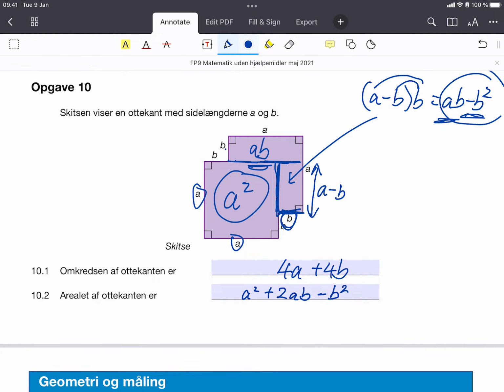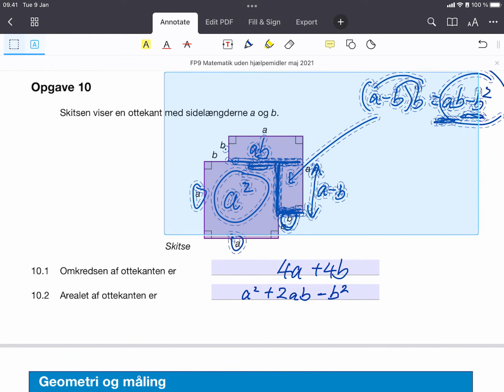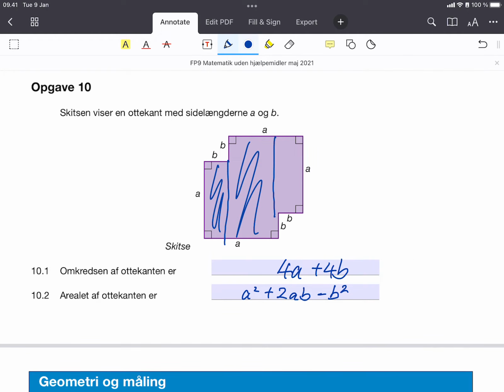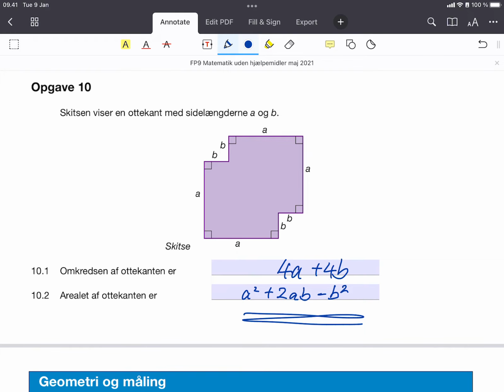And of course there will be various ways you could have chopped that up. So instead of chopping it up that way, I might have chosen to do something down there and worked out 1, 2, 3 rectangles like that. But if I do it correctly, once it boils down and I've simplified the algebra, I should end up with the same expression, A squared plus 2AB minus B squared.